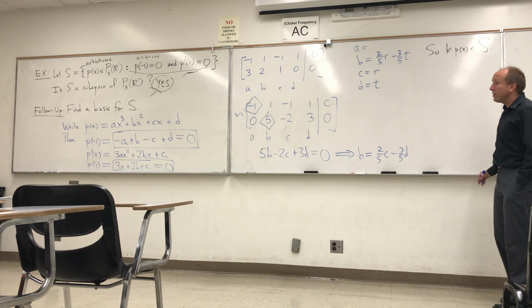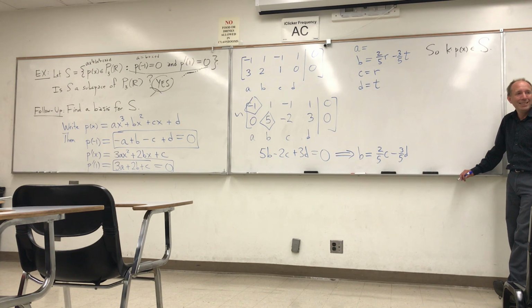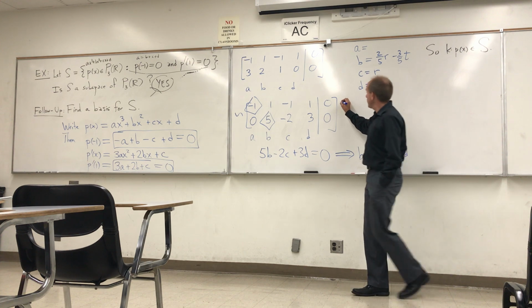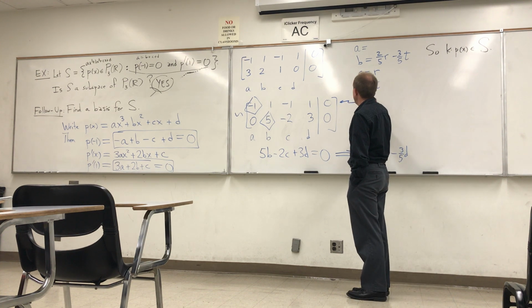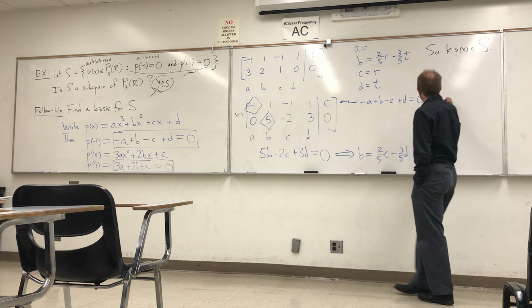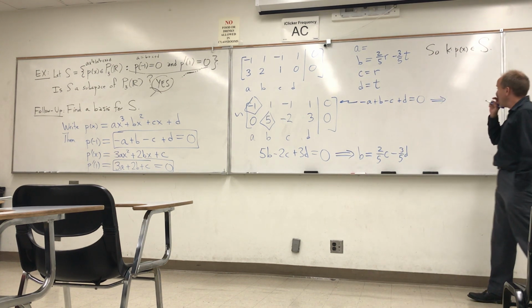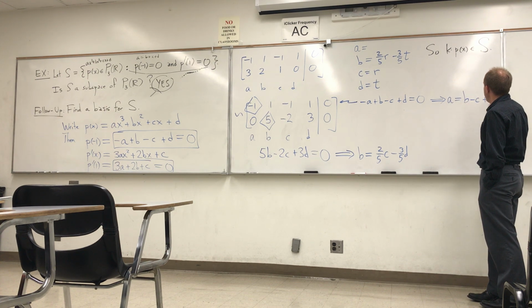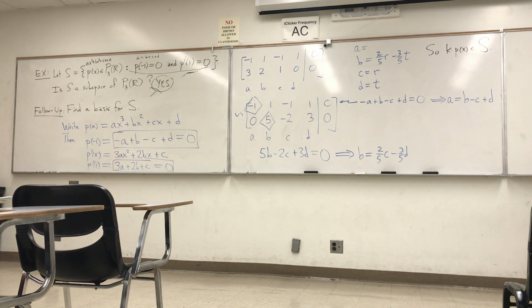How do we figure out what a is? Same thing, but with the top equation. Exactly, the one on top. So this equation on the top is what? Negative a plus b minus c plus d equals 0. I can solve that for a, right? If I do that, a is going to equal b minus c plus d. I can just move the negative a to the other side of the equal sign and solve for a.